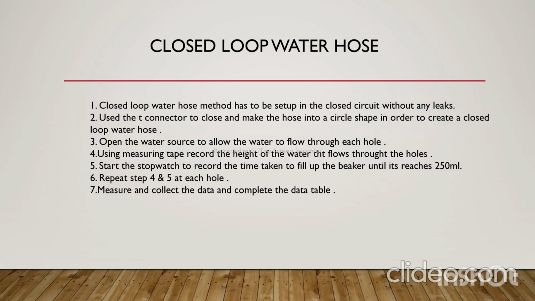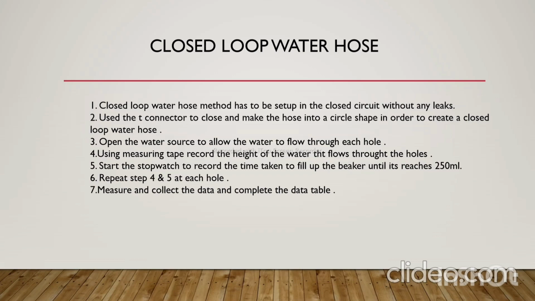Closed loop water hose. The closed loop water hose has to be set up in a closed circuit without any leaks. Use the T-connector to close and make the hose into a circle shape in order to create a closed loop water hose. Open the water source and allow the water to flow through each hole. Using a measuring tape, record the height of the water that flows through the hole. Start the stopwatch to record the time taken to fill up the beaker until it reaches 250 ml. Repeat steps 4 and 5 at each hole. Measure and collect the data and complete the data table.